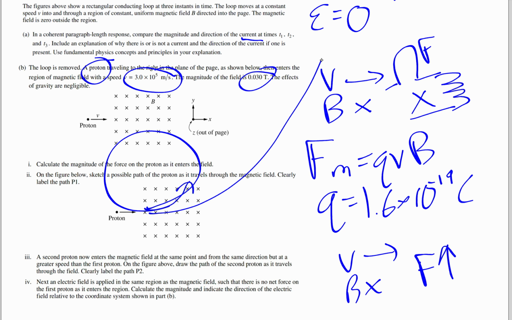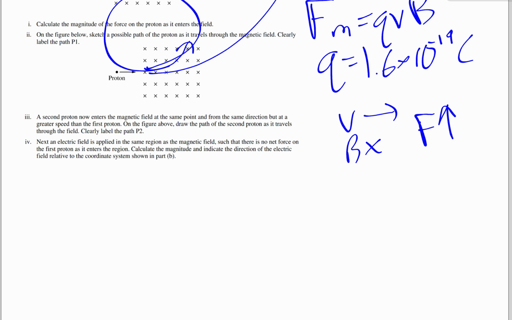All right. Next part, a second proton now enters the field at the same point from the same direction, but travels at a greater speed than the first proton. On the figure above, draw the path of the second proton as it travels through the field.